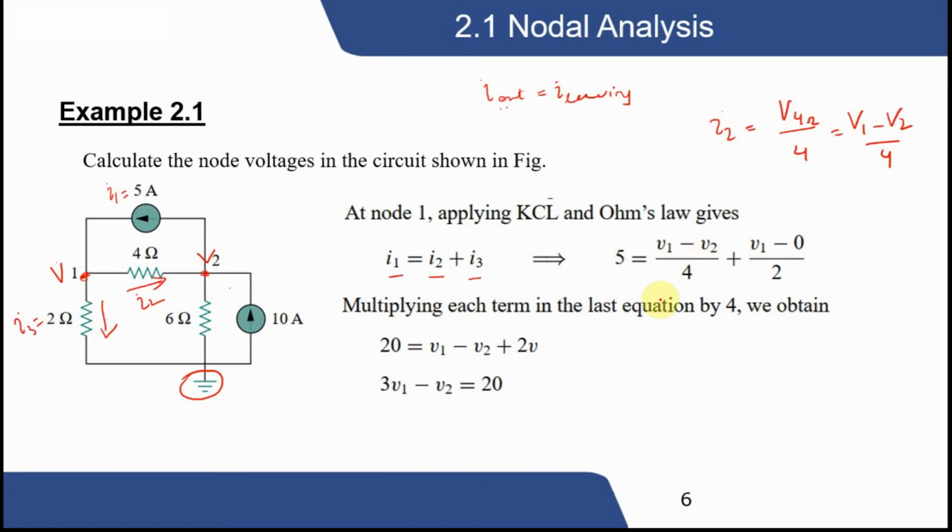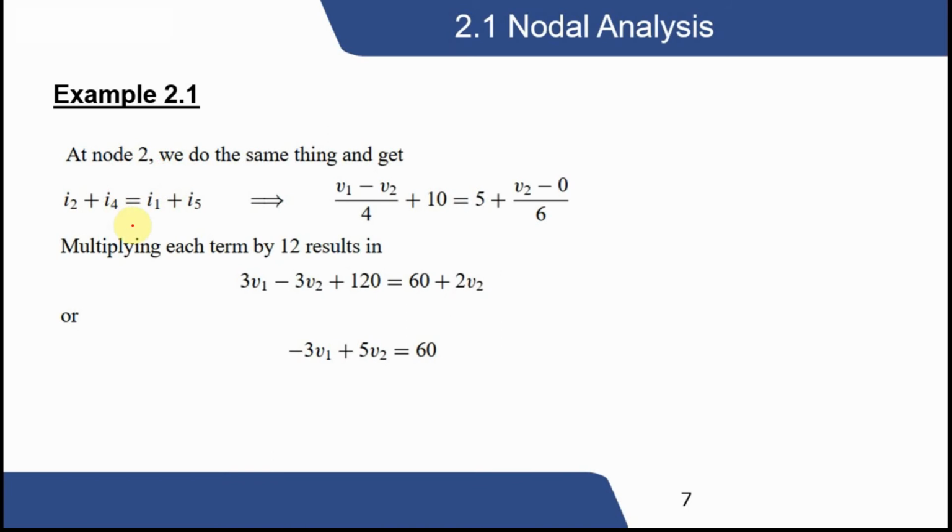So we have to solve this equation. Let's take an LCM first. We have 4 as the LCM, so it becomes V1 minus V2 plus 2V1 equal to 20. So we can say 3V1 minus V2 equal to 20. This is equation 1.